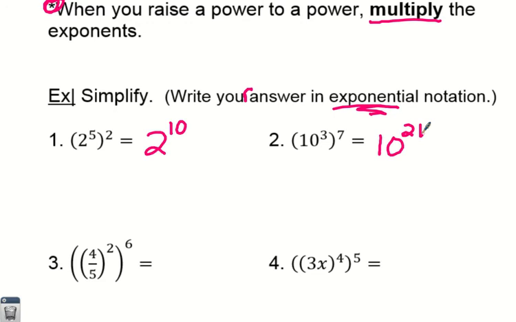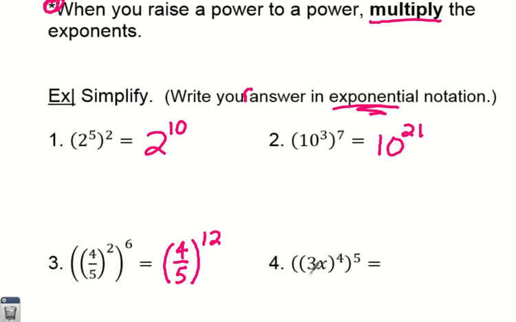Wow, that's a 1 followed by 21 zeros. Number 3, where this fraction's being raised to the second power, and then all of it's being again raised to the sixth, so power to a power. And once again, this base of 4/5 as a fraction, got to keep those parentheses. It's very, very important. And then 2 times 6 is 12.